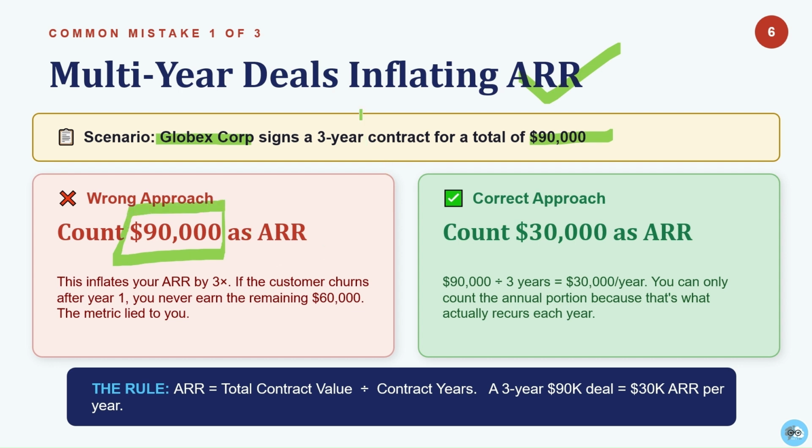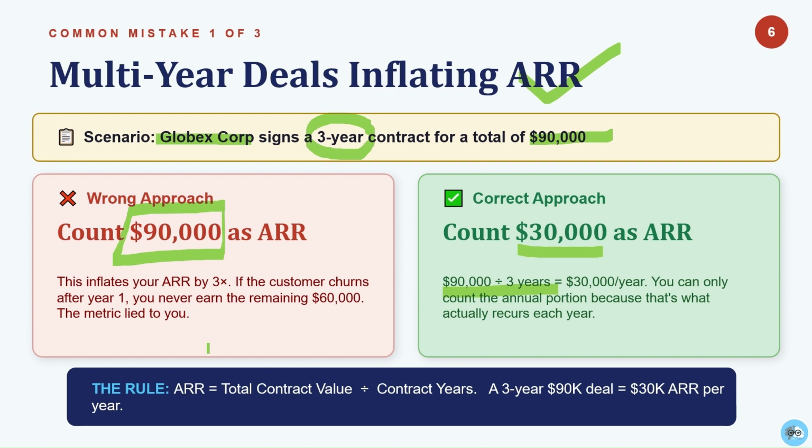But one thing to notice here is that this contract is for 3 years. So, the right approach here would be to only consider 30,000, that is 90,000 divided by 3, in the current year, and the rest 60,000 should be considered in the upcoming 2 years. So, why are we doing this? Because that is the actual portion of the ARR that we have for the current year.